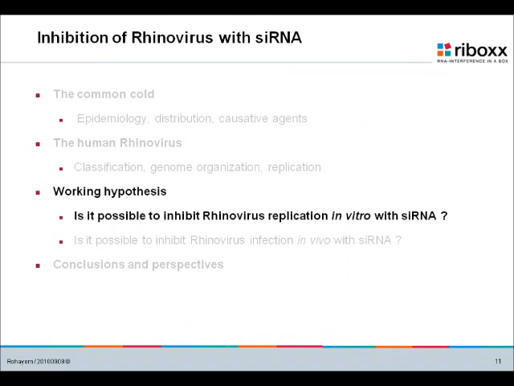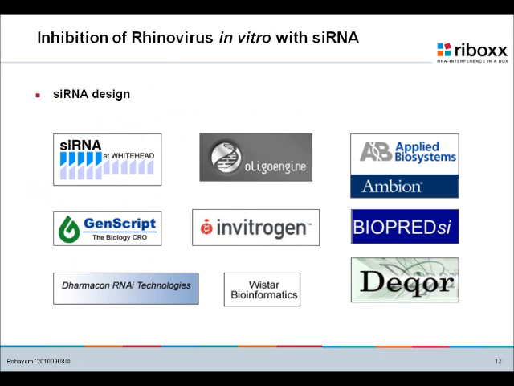So our working hypothesis, as we started working on this, was: is it possible at all to inhibit rhinovirus replication in vitro with small interfering RNA? We didn't know it at that time. First of all, when you want to do this, you have to think about a design. How will my small interfering RNA look like?